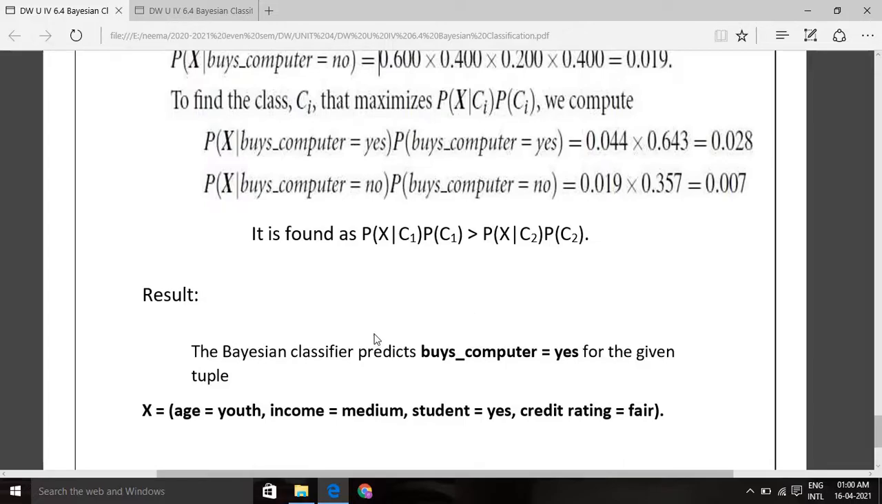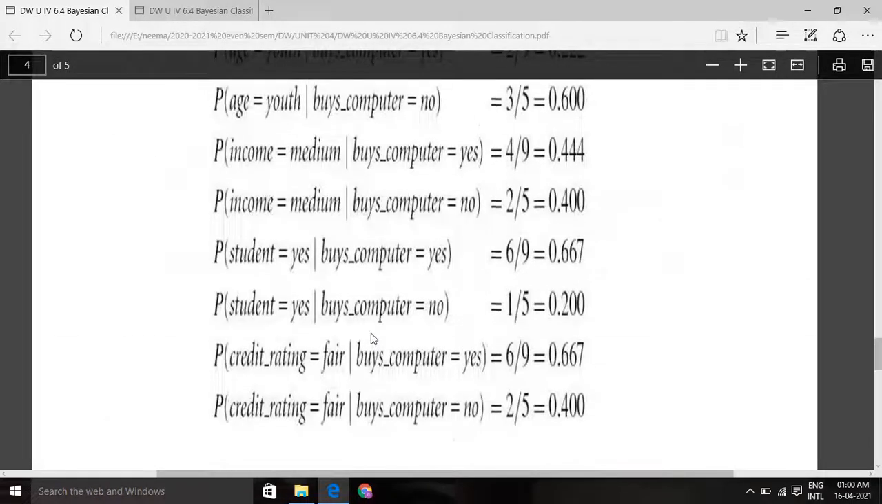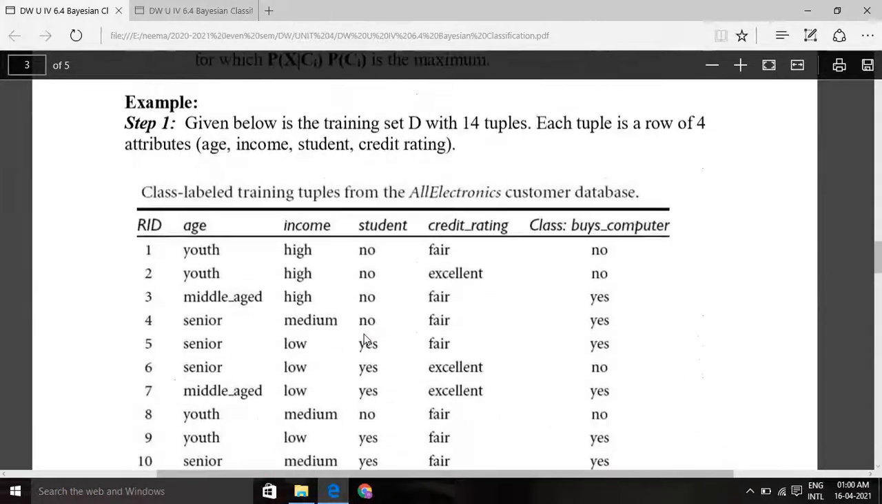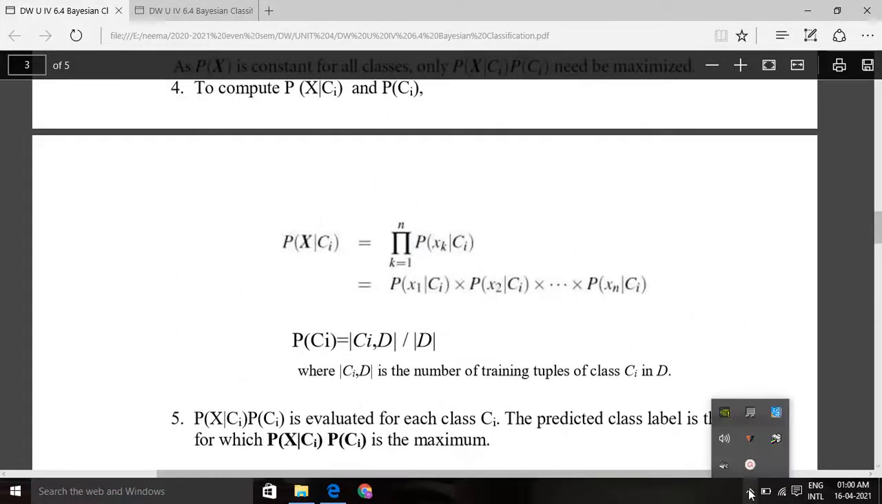This algorithm is given above. We can go through the algorithm. Okay, thank you.